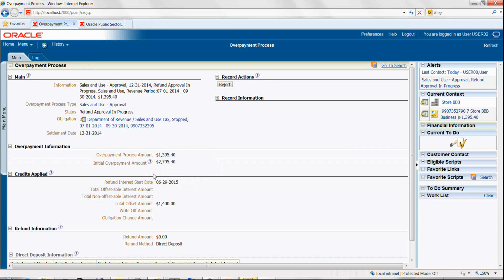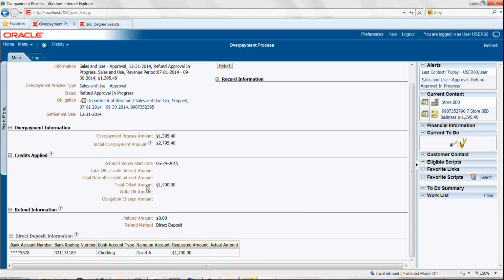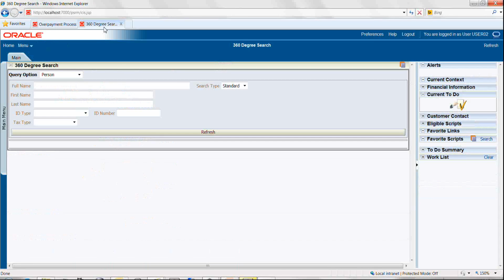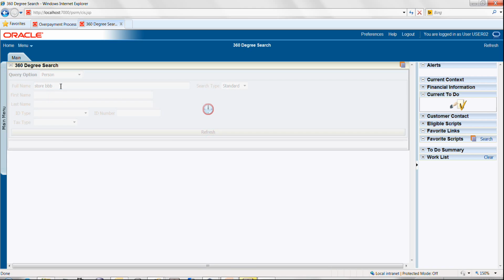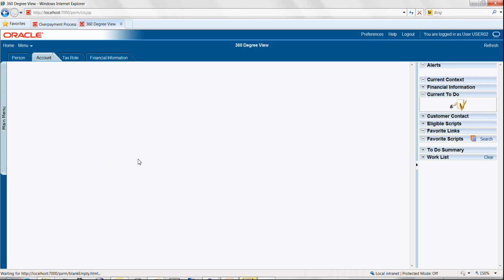What do we see? The initial amount was 2,795, but the amount now has gone down to 1,395.40, and the reason is that there's been some offsetting for 1,400, and it's been offset to a different obligation. If we put in our store and go to the financial information, we should be able to see that.